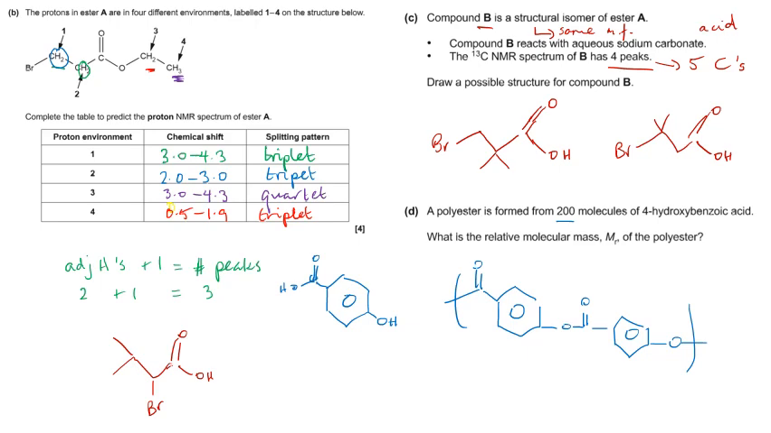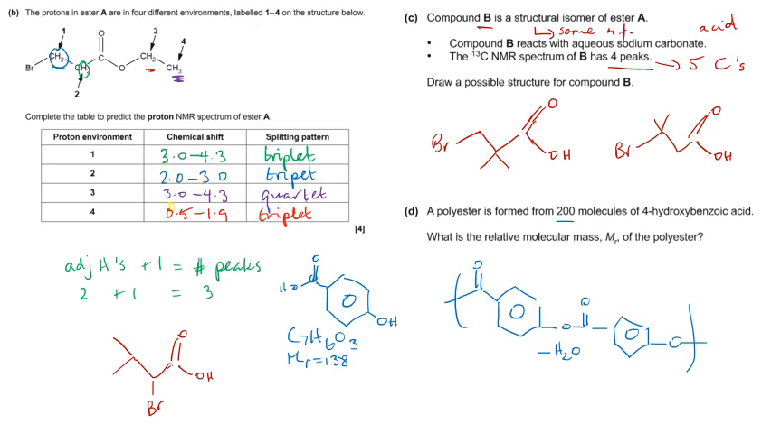So the formula of 4-hydroxybenzoic acid is, let's count the carbons. We've got 7 carbons, and we've got 6 hydrogens, and we've got 3 oxygens. So the MR of that is going to be 84 plus 6 plus 48 is 138. And each time we get an ester link, we're going to drop out a water molecule. So that's minus 1 water molecule here, and that's going to happen 200 times.